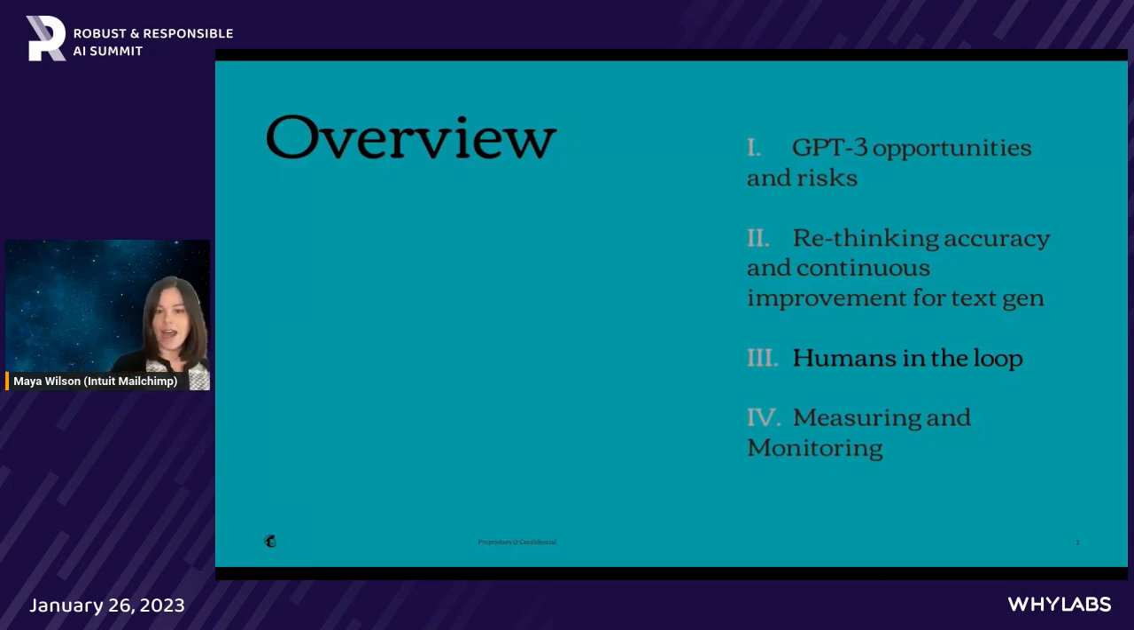I'm going to lead on how we use humans in the loop. I think this is a really important piece of the puzzle for generative AI overall. And then finally, I'm going to talk about how we leverage measuring and monitoring to ensure that we maintain a positive user experience and we get the visibility into the way these models are interacting with our users in practice.